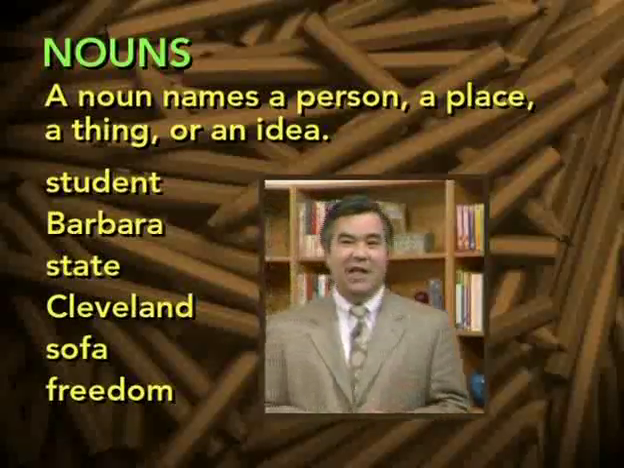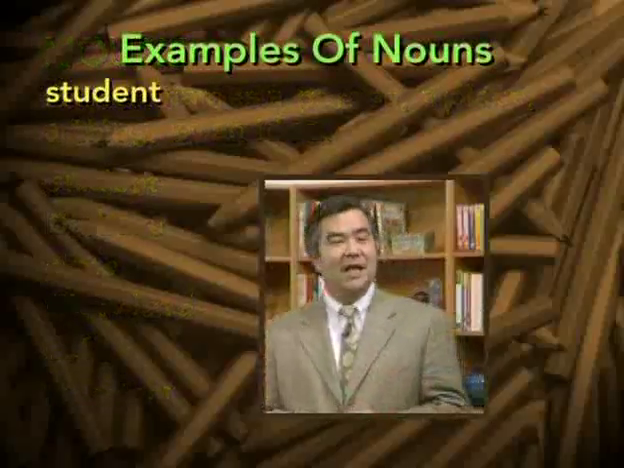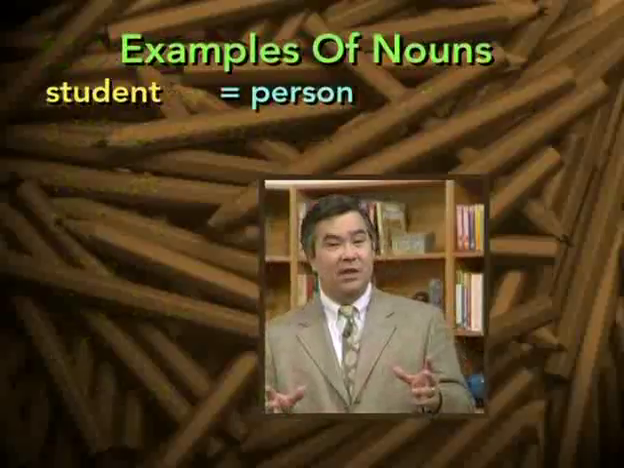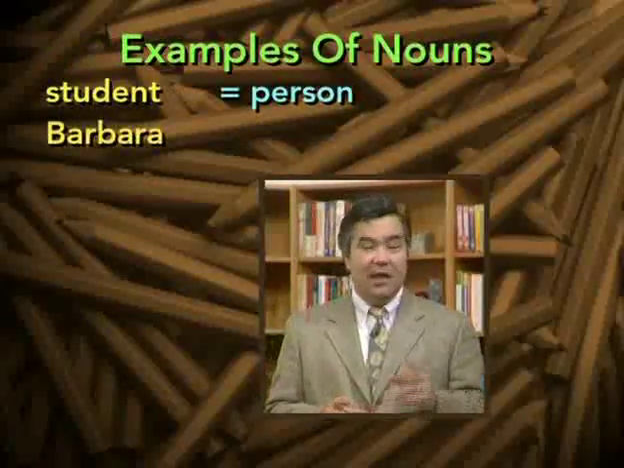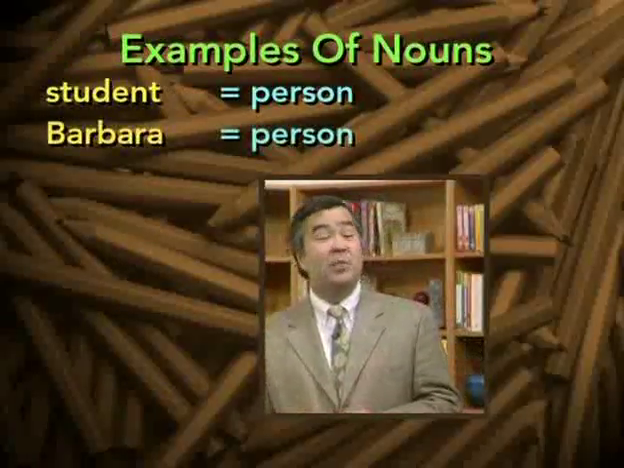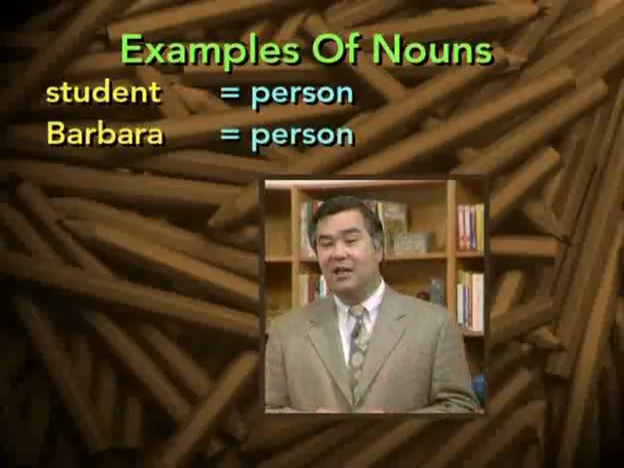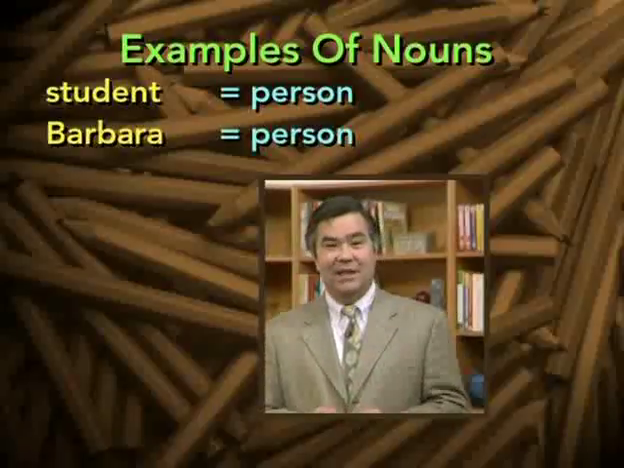Let's look at each example. What about student? What does that name? Well, that names a person, or at least a kind of person. How about Barbara? That names a person, and it names a specific person. We'll talk in a moment about the special kind of noun that Barbara represents.